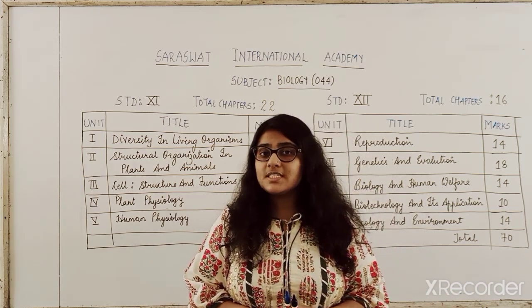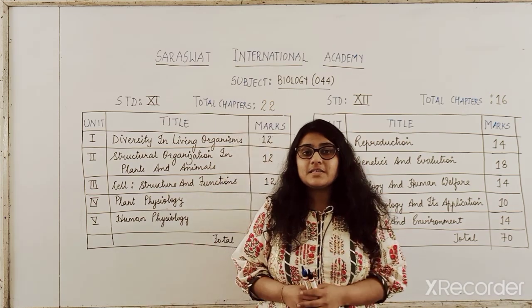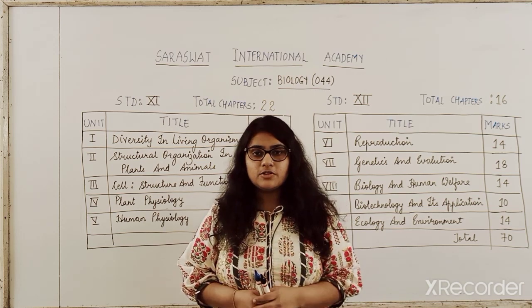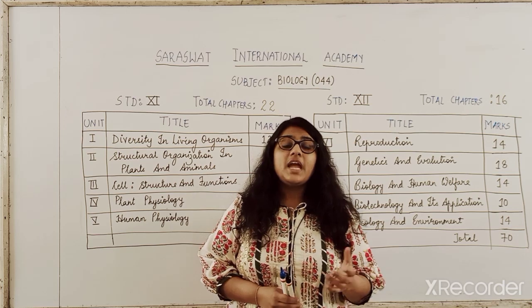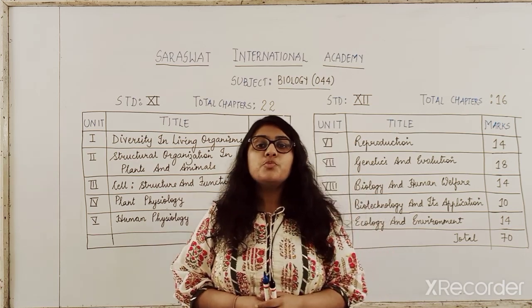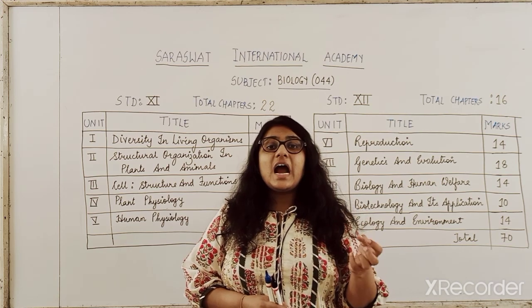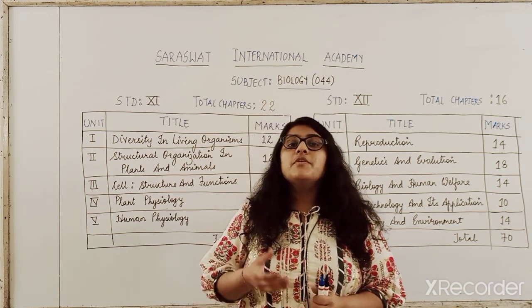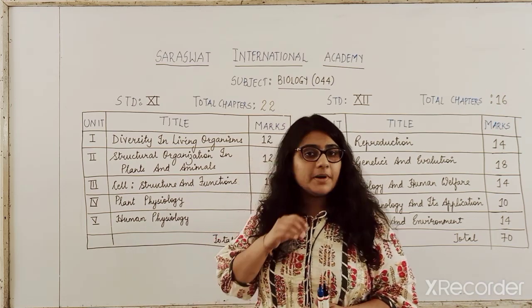Now students, the stream science is divided into three main subjects: physics, chemistry, mathematics or biology. These are your subjects related to science, and you will also have two more subjects. One is English and another one is IP, which indicates informatics practices. From all these subjects, I will be teaching you the subject biology.